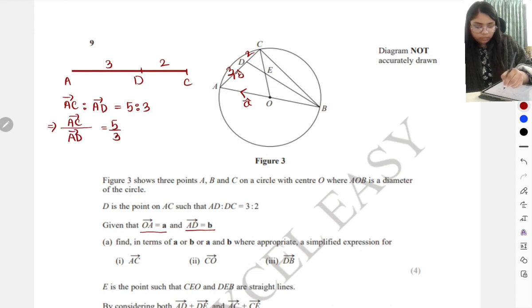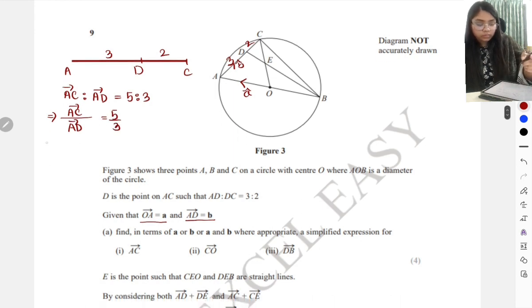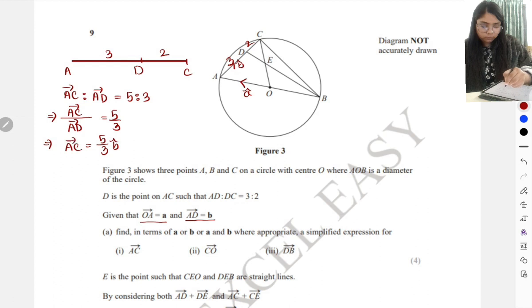Now AD was just B over there, right? So you can just take that AD and write it to the right hand side. So that would be AC equals 5 by 3 multiplied with B. Right, yeah, that is it.